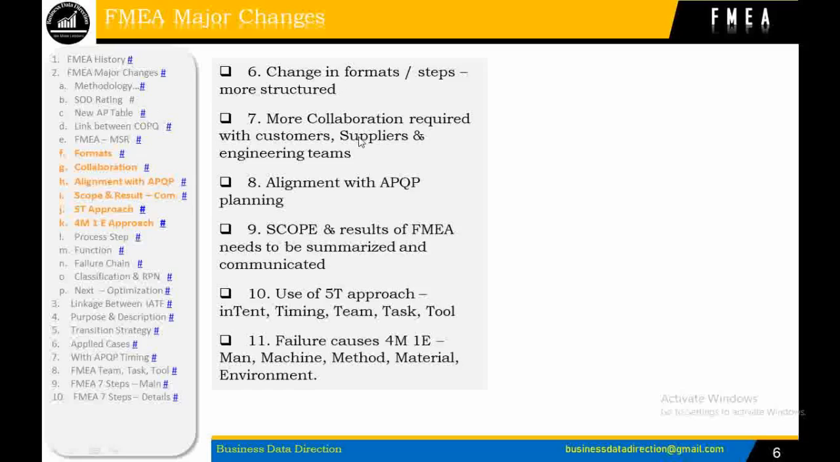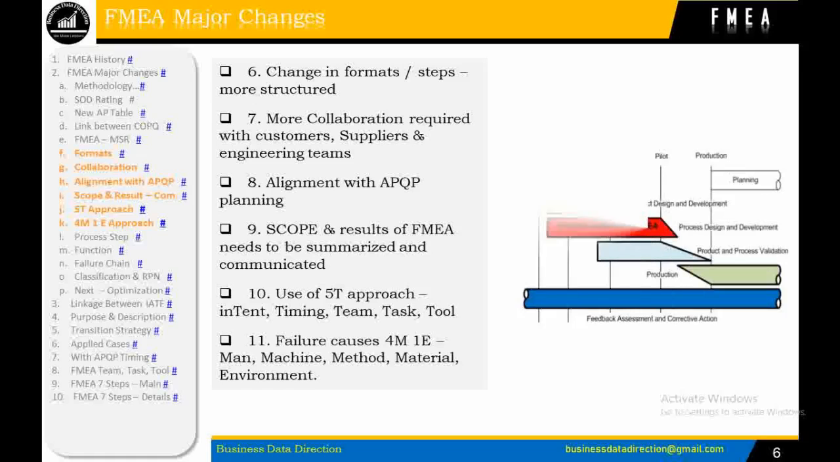The 7th change is collaboration. We need collaboration between customer, supplier and engineering team, because as we see in step 2 structure analysis and step 3 function analysis, we have to write details about what the functions, failure modes and their effects are. So we have to understand more about the product and its failure modes and causes. So the customer and engineering know this much better, and we have to collaborate with them to write FMEA correctly.